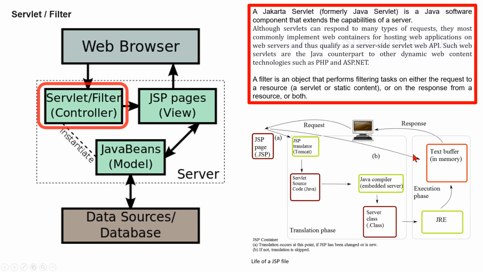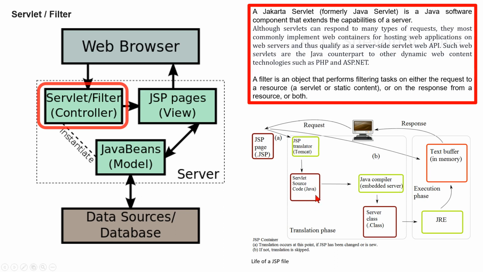Here you can see JSP containers. Here you can see the request is passed from the client to page.jsp, and if the translation occurs at this point, if the JSP has been changed or is new, then the JSP page is connected to the JSP translator, here for example Tomcat, and the JSP translator is connected to the JSP source code, Java.